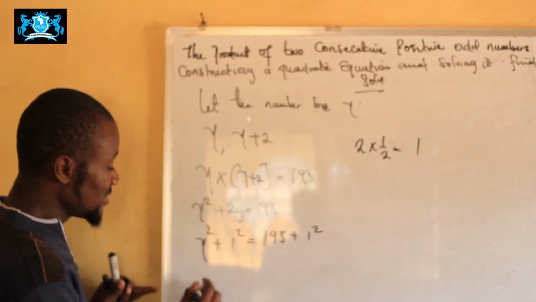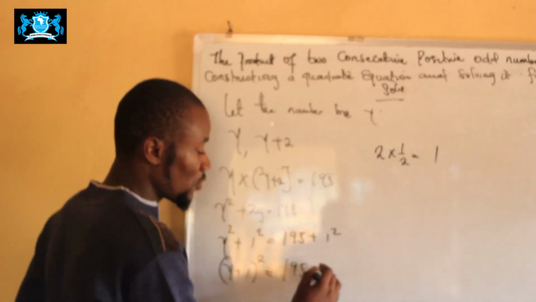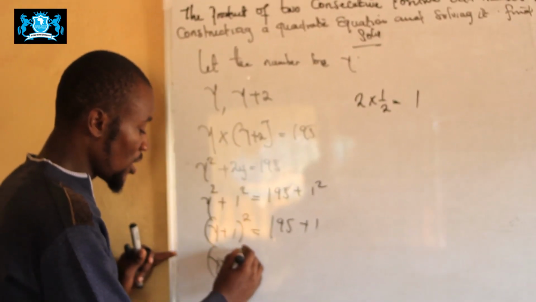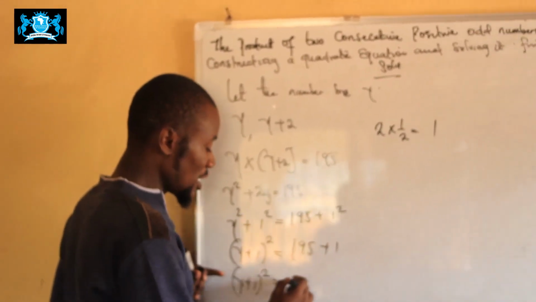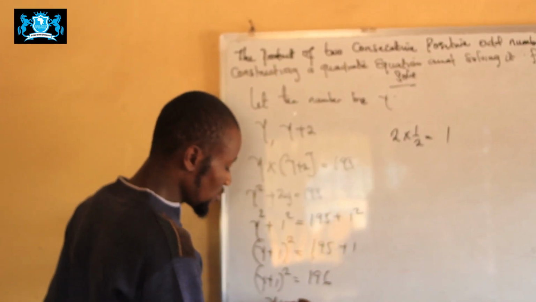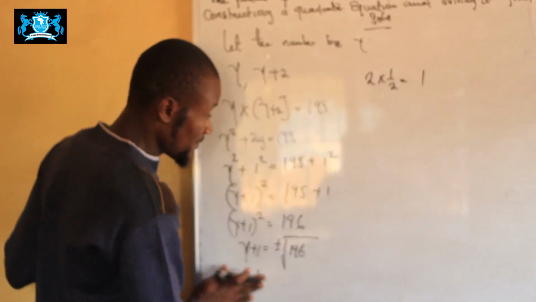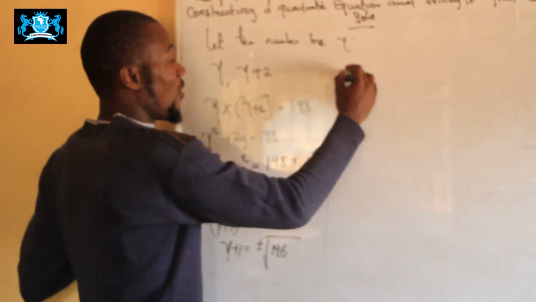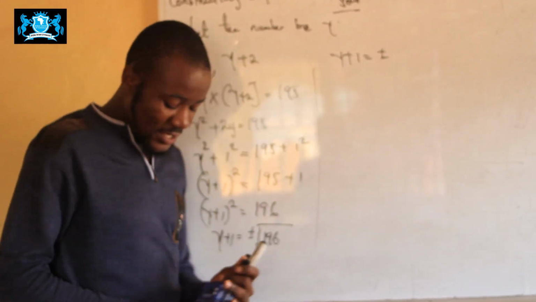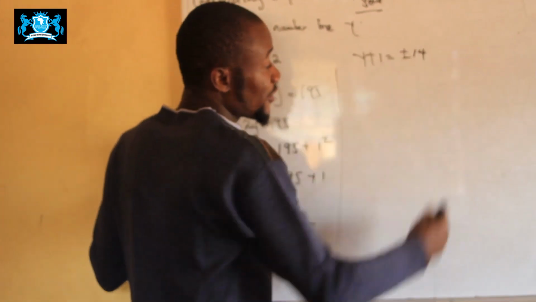Are you following? Now this is y plus 1 all raised to power 2 equals 195 plus 1 raised to power 2, which is 1. So you have y plus 1 all raised to power 2 equals 195 plus 1, which is 196. When the square crosses the equality sign, you have y plus 1 equals plus or minus square root of 196. The square root of 196 gives you plus or minus 14.